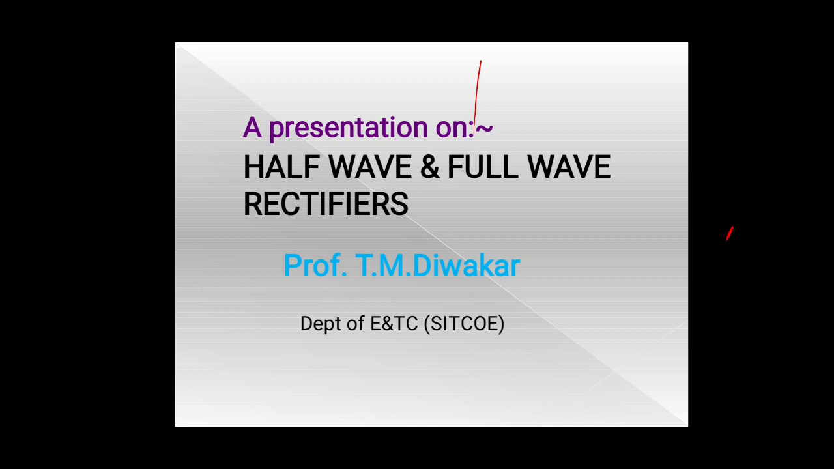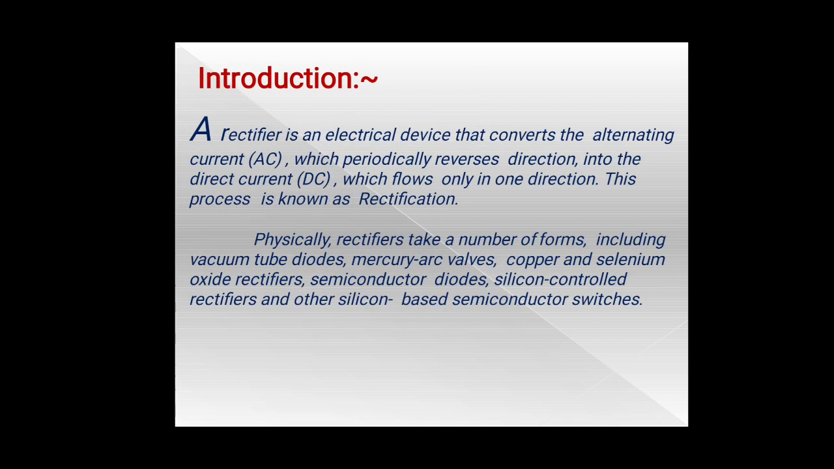So today I am going to explain the half wave rectifier and full wave rectifier. So this is the introduction about the rectifier. A rectifier is an electrical device that converts alternating current, which periodically reverses direction, into direct current, DC, which flows only in one direction. This process is known as rectification.